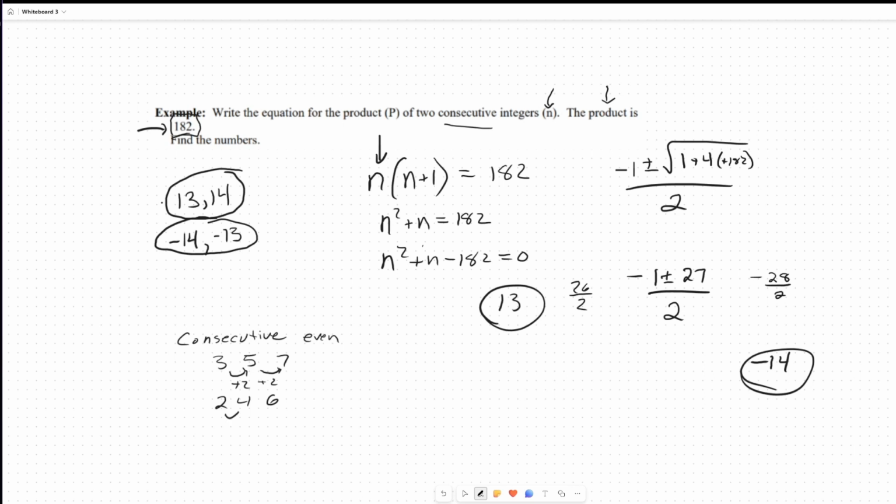The reason we're adding 2, I'm showing you right here. If I wanted to go from 3 to 5 to 7 or 2 to 4 to 6, all of those are plus 2. So if it says consecutive even or odd, your equations are basically going to be n and then an n plus 2 to get to the next number.